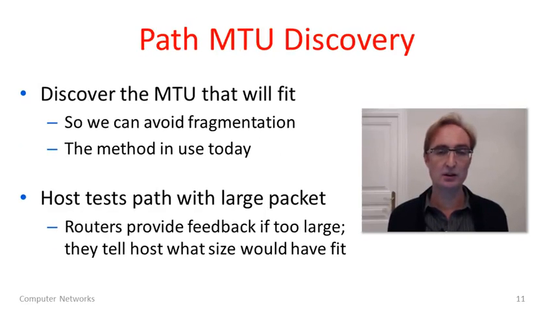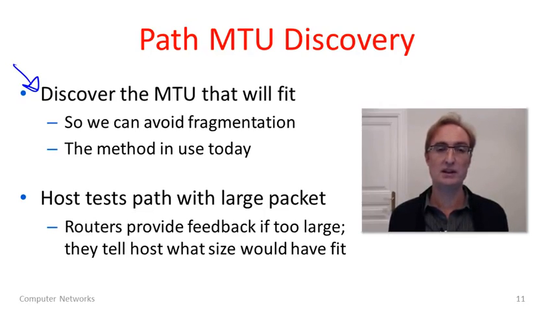So let's move on and look at the alternate method that's used instead these days. And that is path MTU discovery. Really here we're trying to discover the largest MTU which will fit through the network. If we can do this, we avoid fragmentation. And this is the method that's in use today. Now the procedure we'll follow is here.